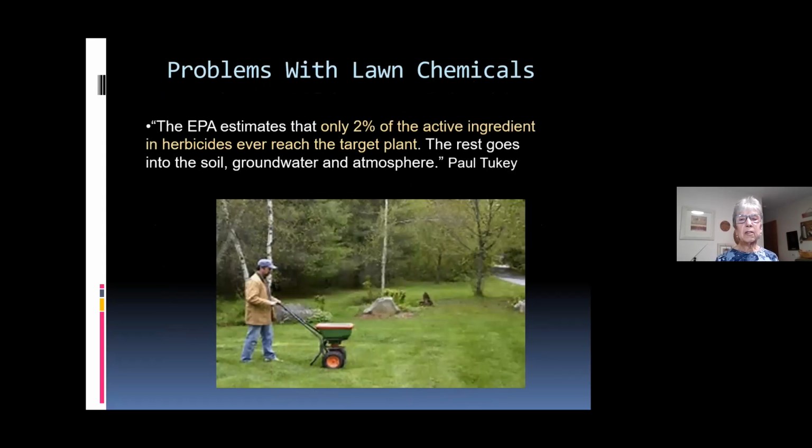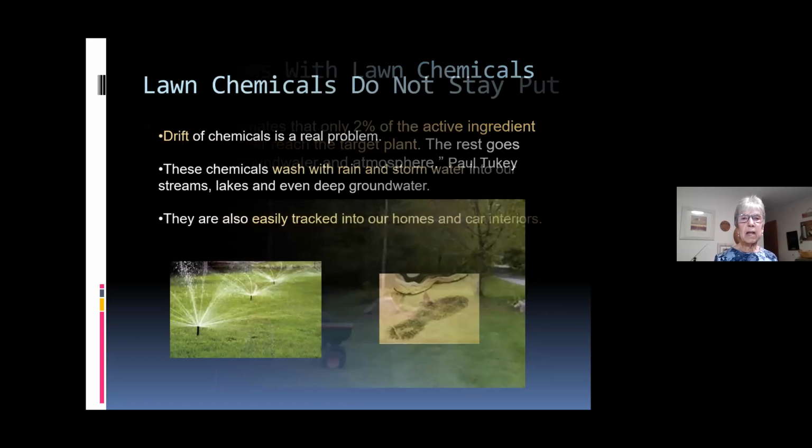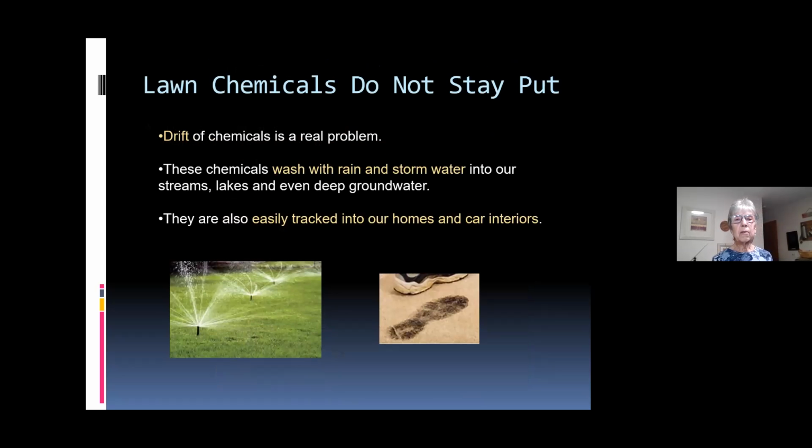But the EPA, and this is surprising that EPA said this, EPA estimates that only 2% of the active ingredients in herbicides ever reach their target plant. The rest goes into soil, groundwater, and the atmosphere. So that being said, we can see that drift is a problem. We can see that these chemicals can wash into our stormwaters and get into the streams, lakes, and even our underground water supplies. And they're easily tracked into our homes and into our car interiors.